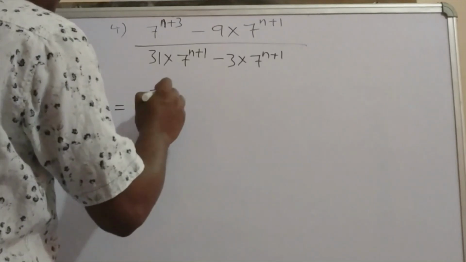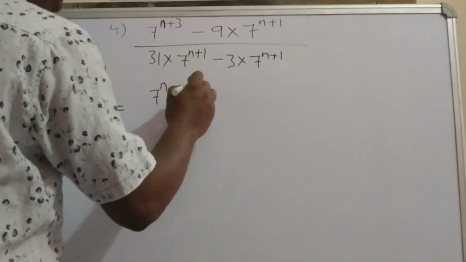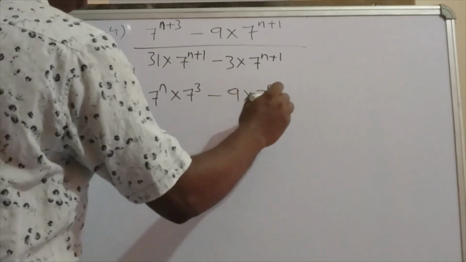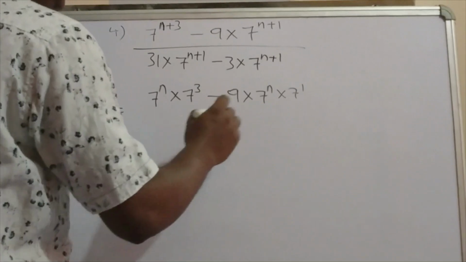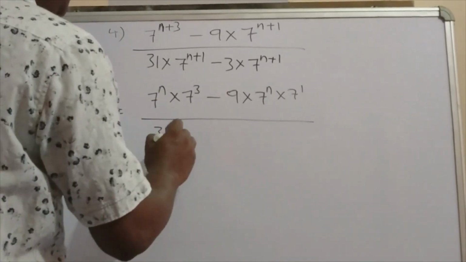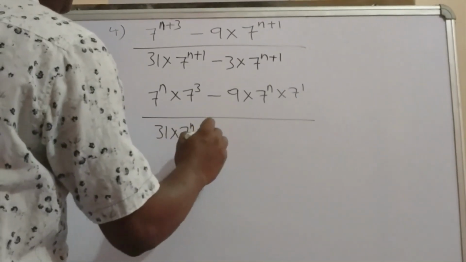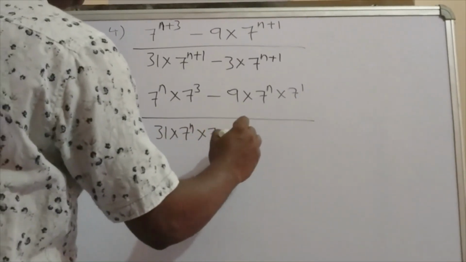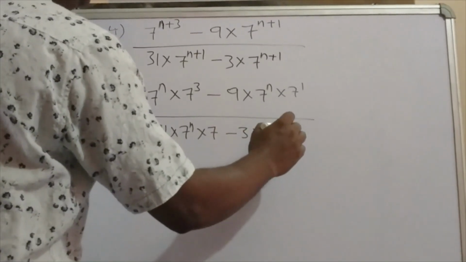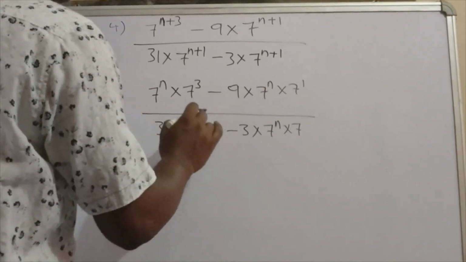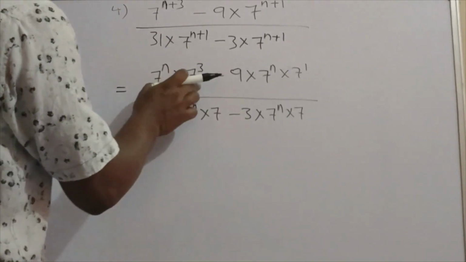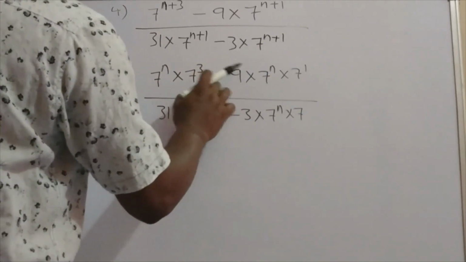How to separate? 7 to the power n into 7 to the power 3 minus 9 into 7 to the power n into 7 to the power 1. We have to separate the power. In the denominator also do the same thing. 31 into 7 to the power n into 7 minus 3 into 7 to the power n into 7. 7 to the power 1 means 7, so power 1 is not required to write. Now this is one number, this is now one number. In between minus sign is there.